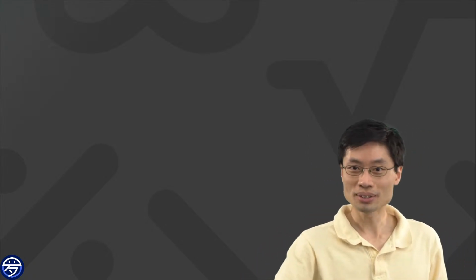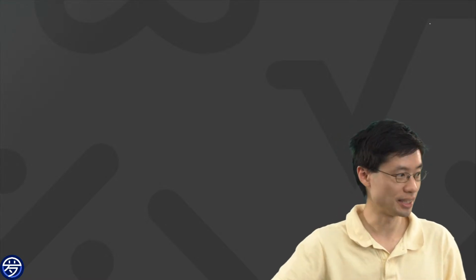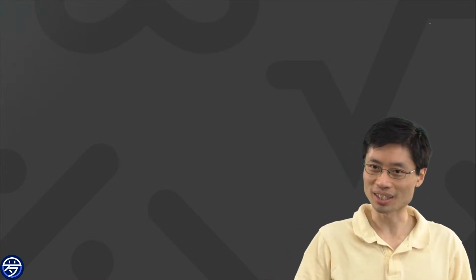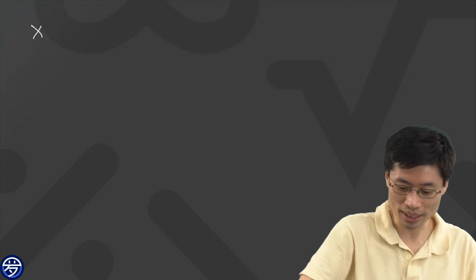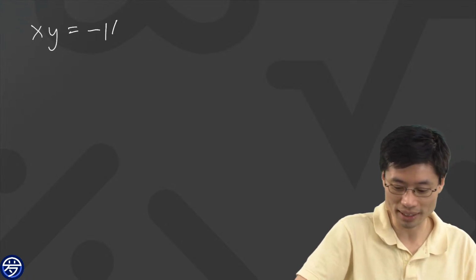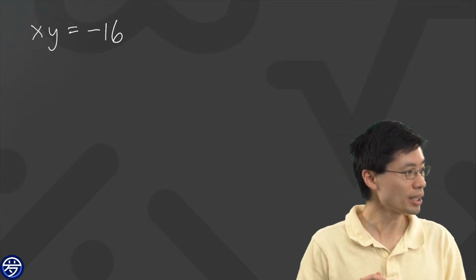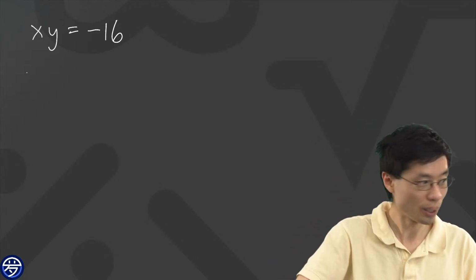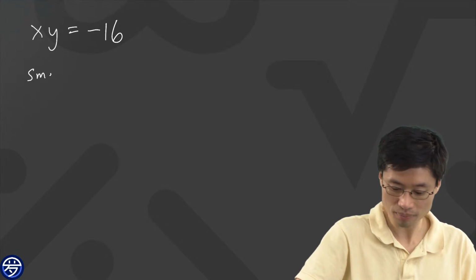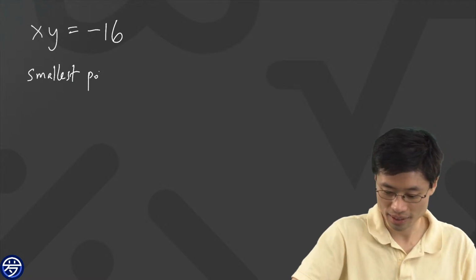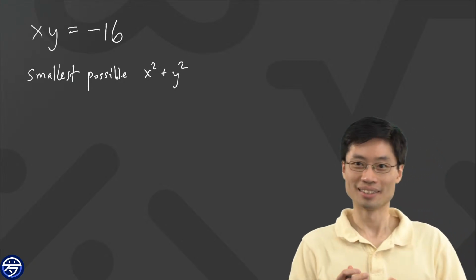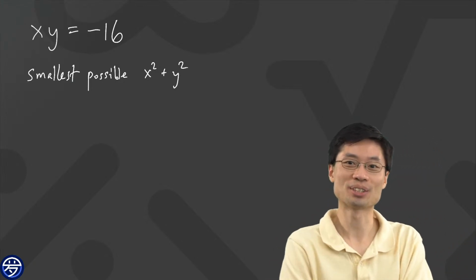Somebody has asked, suppose that you have two numbers, and suppose that the product of two numbers is minus 16. And this is a question from Daksh Gupta. You ask a lot of these questions. So Daksh Gupta asks, suppose I have two numbers, and their product is minus 16. What is the smallest possible sum of the squares of the two numbers? How can we do this? Oh, I have a bunch of interesting ways I want to do this.